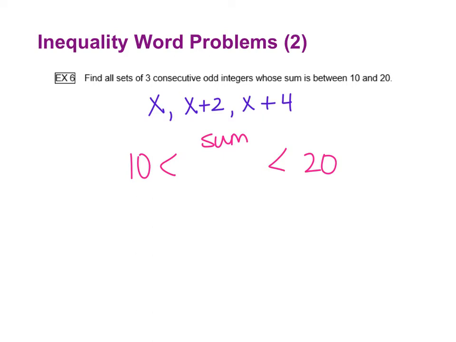Well, this feels very familiar. Didn't we just do this one? Alright, so find the sum, add up your x's, so you get 3x, add up your numbers, and you get 6. Let's go ahead and solve this.